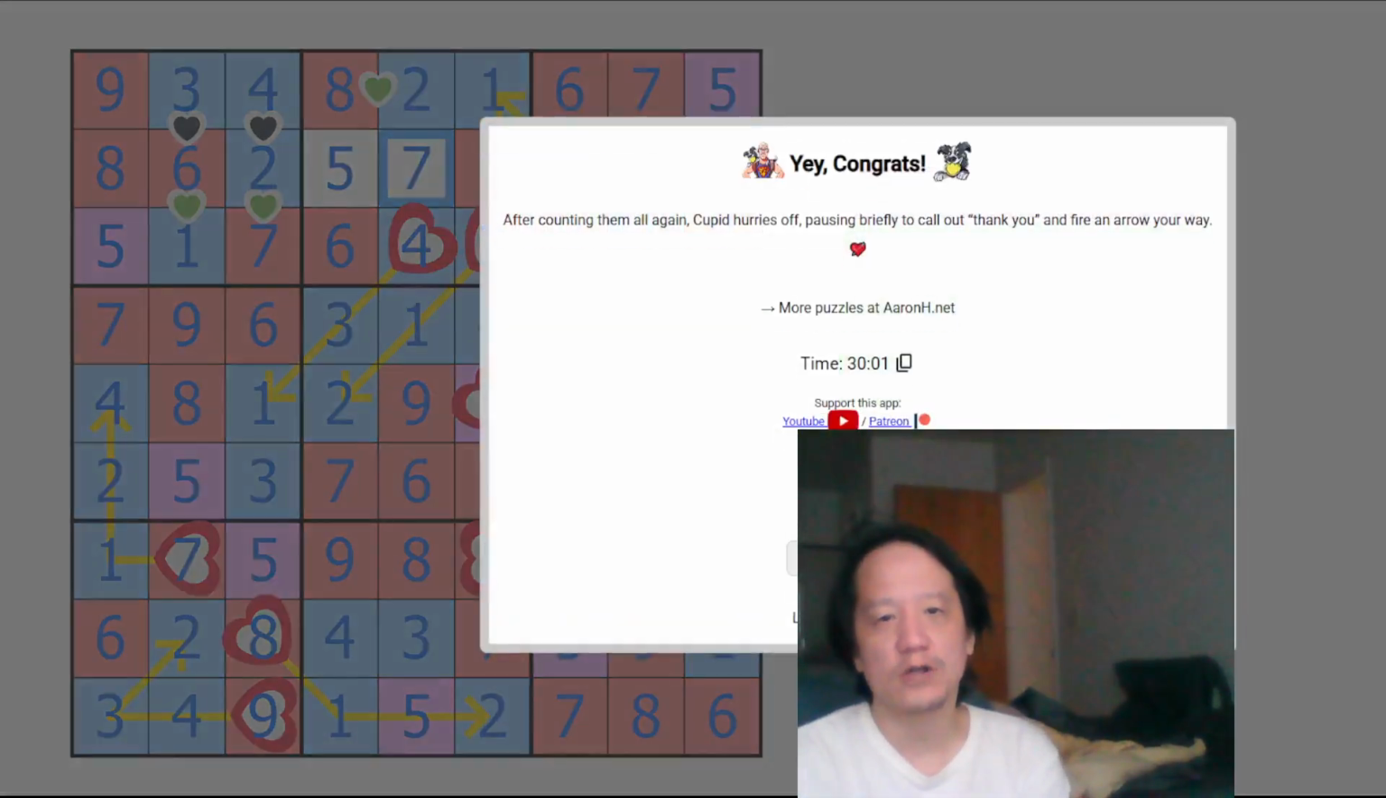After counting them all again, Cupid hurries off, pausing briefly to call out "thank you" and fire an arrow your way. Uh-oh. Wait, we don't want an arrow shot at us. What?